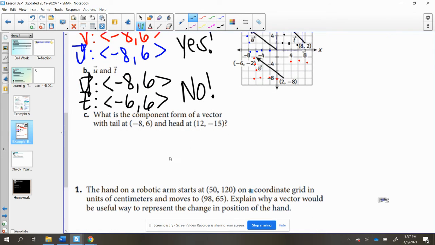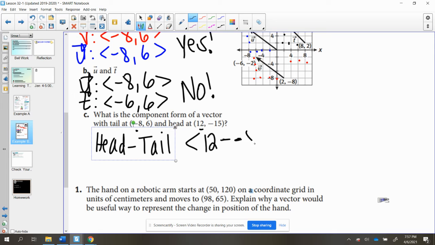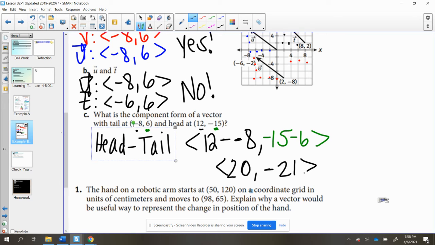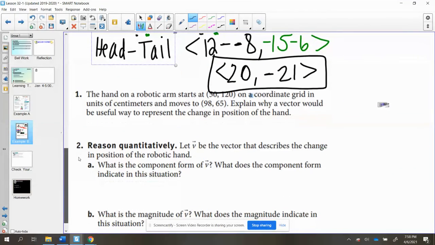Now, if you don't have just the lovely pictures to count to get your component form, you're going to take your two values. Again, it's always head minus tail. So we would take 12 minus -8 for A, and then our two values here, again head minus tail, -15 minus 6, for our final answer of 20, -21 as our component form, again, subtracting those. So a little bit similar to slope, but not really. Just be careful of subtracting head minus tail.